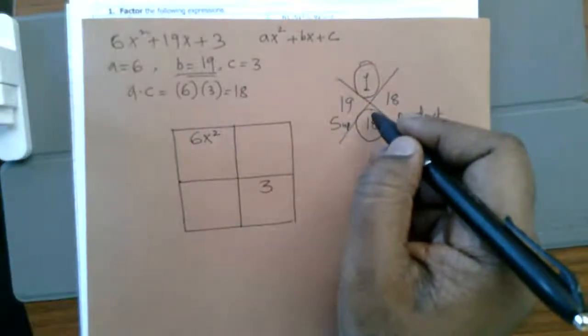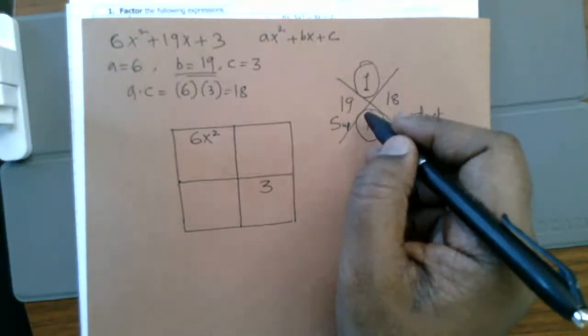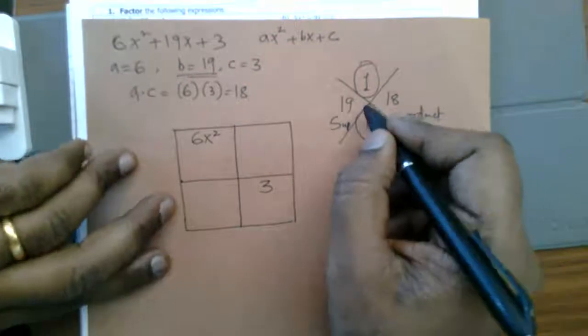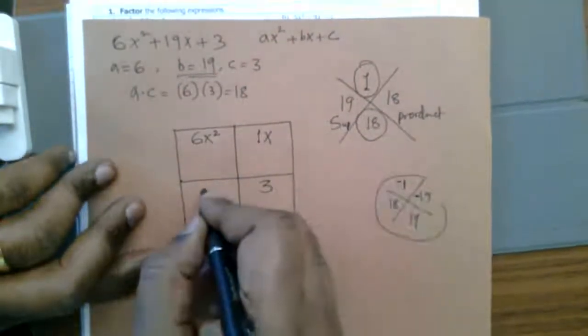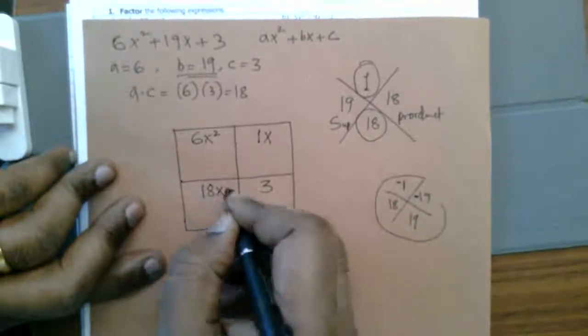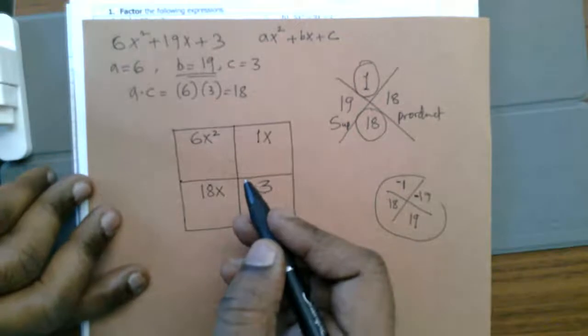My students there. Hey. Okay. So it is 1x and 18x. See, 1x plus 18x, the same 19x. We didn't do anything wrong.